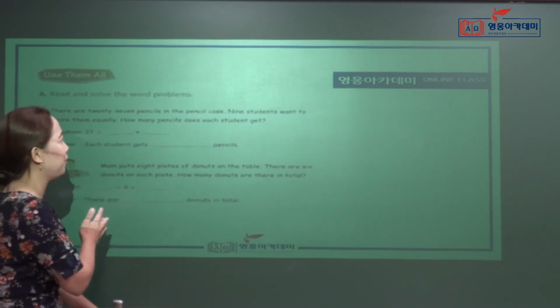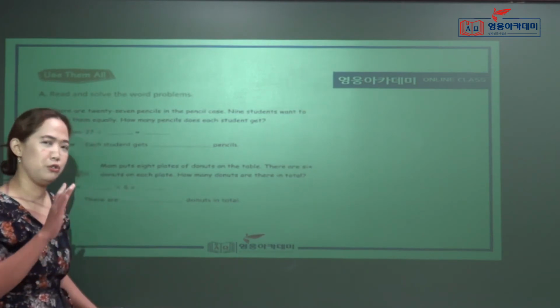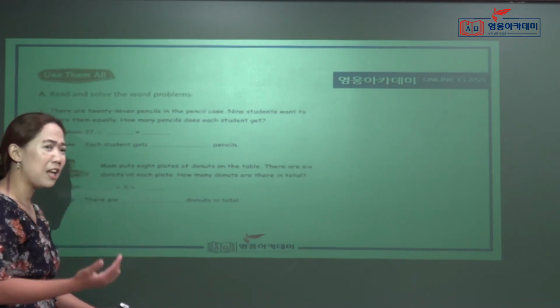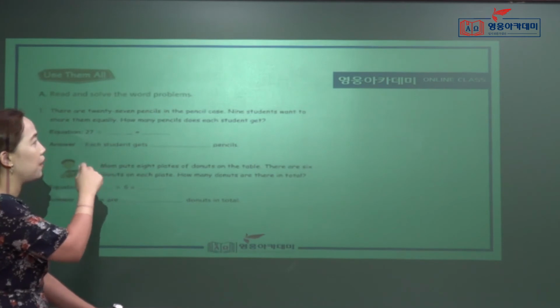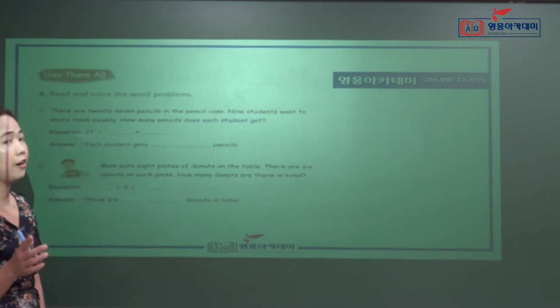What is the most important thing to do here, guys? Read the questions slowly, okay? So that you can understand them. Read and understand so that you can put the right numbers here. Okay, let's start with number 1.